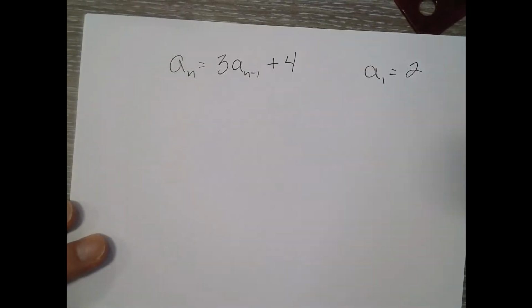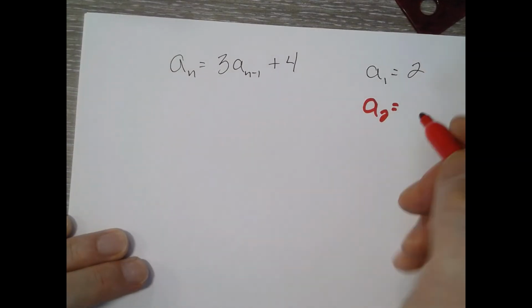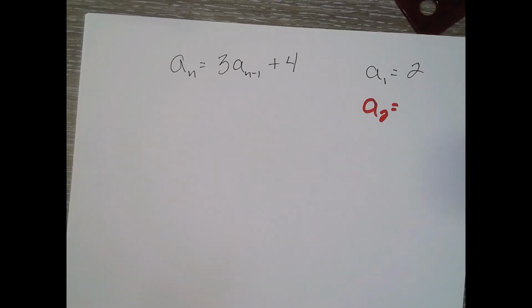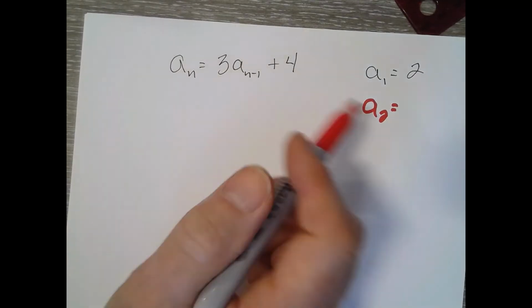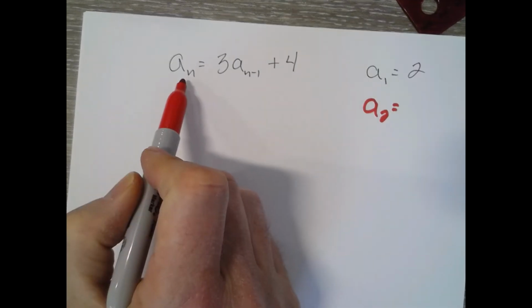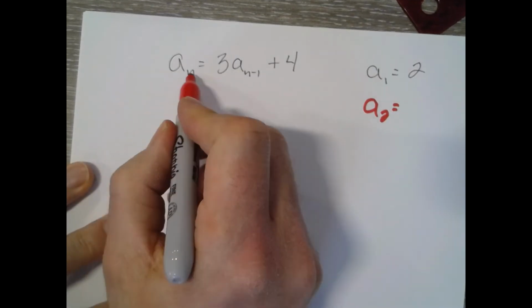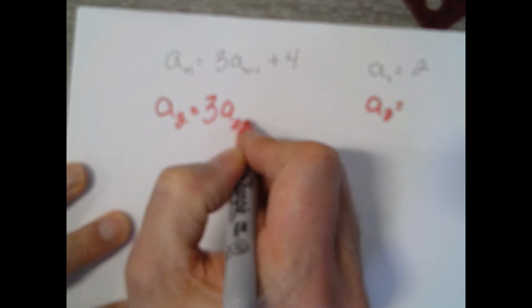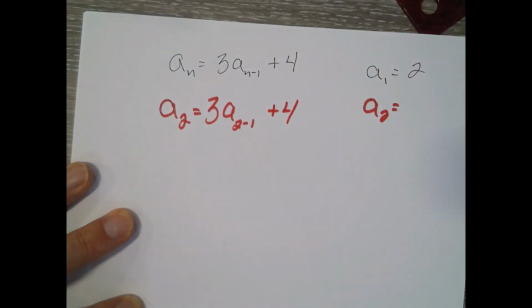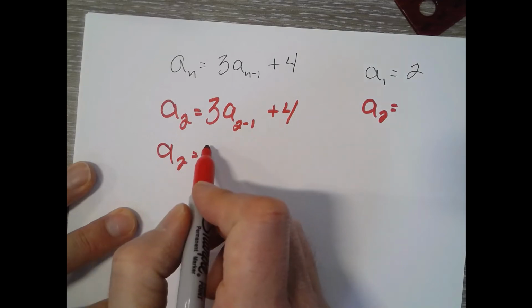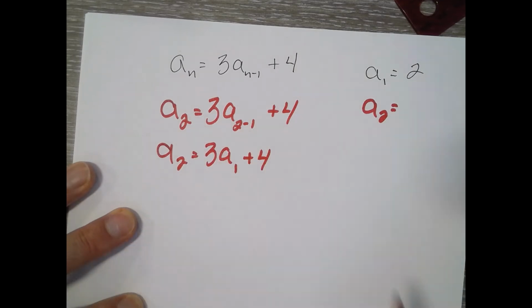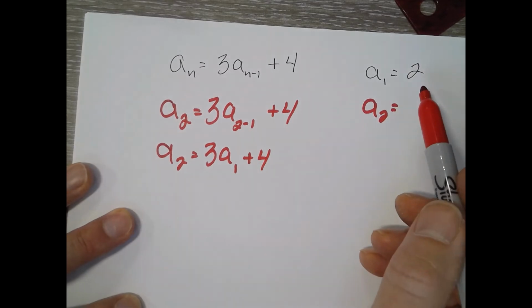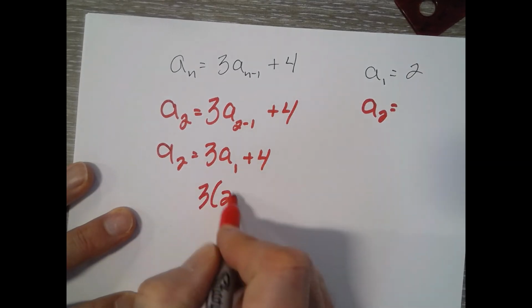And focus, please. So then what is a sub 2 going to be? Well, to get the current one, if a sub 2 is current, I'm just going to put 2 in for n because we're looking for a sub 2. So I'm going to put 2 right there and 2 right there. So that'll be a sub 2 equals 3 a sub 2 minus 1 plus 4. So a sub 2 equals 3 a sub 1 plus 4. And we know that a sub 1 is 2. So now it's 3 times 2 plus 4 gives you 10.